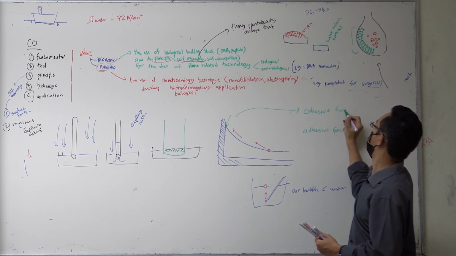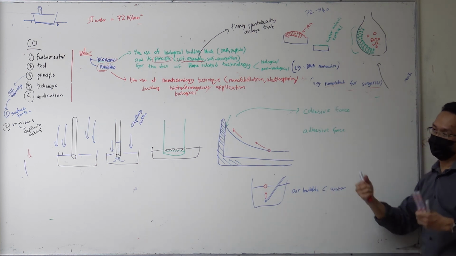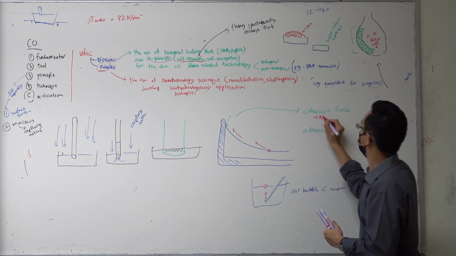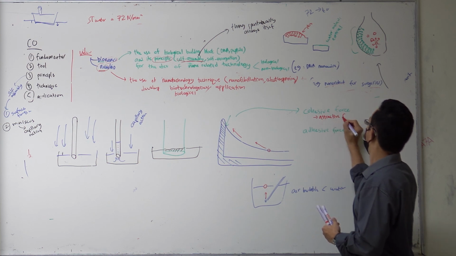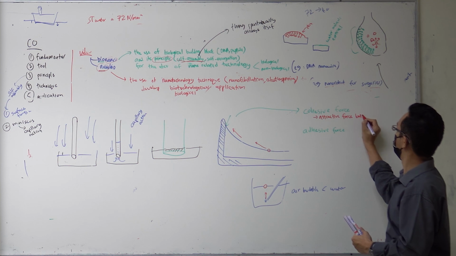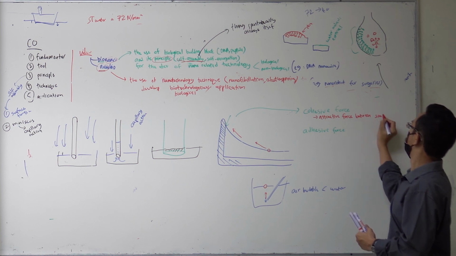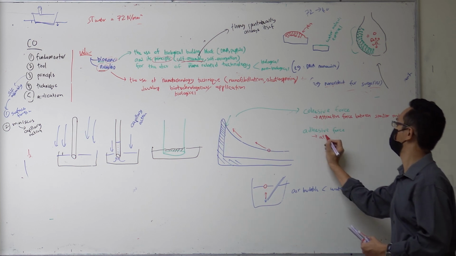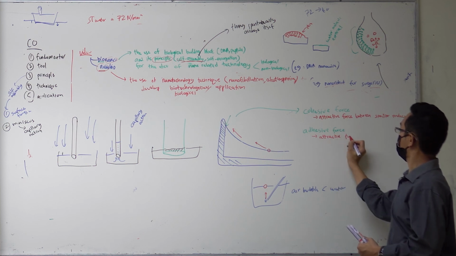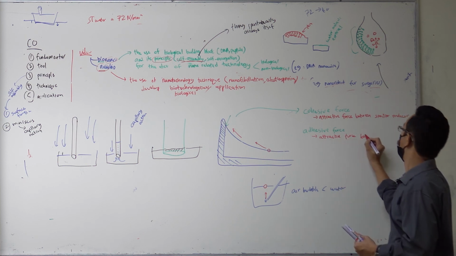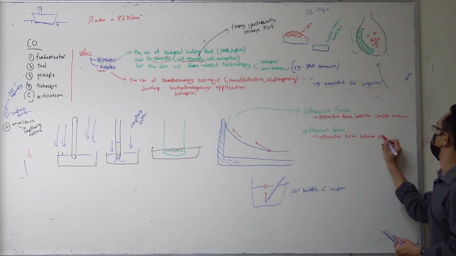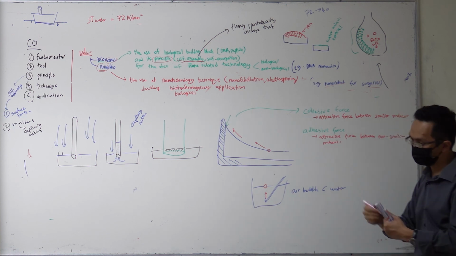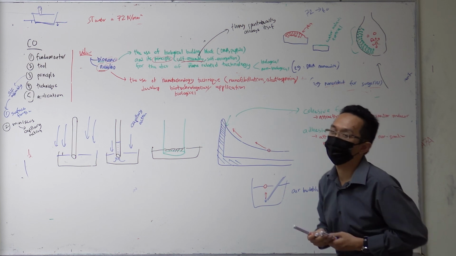What is cohesive and adhesive? Cohesive is basically the attractive force between similar molecules. And the adhesive force is basically the attractive force between non-similar molecules.